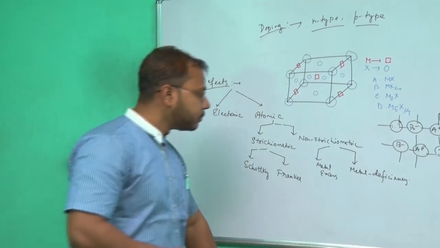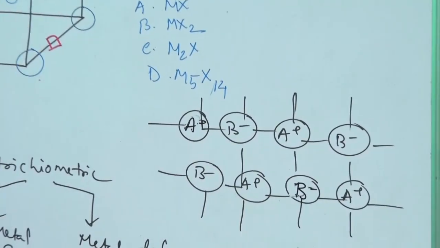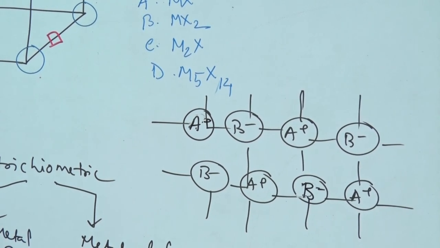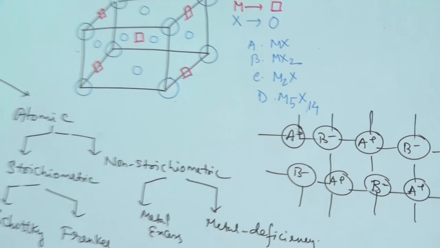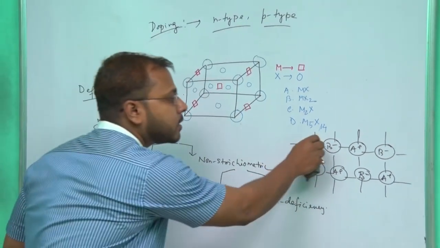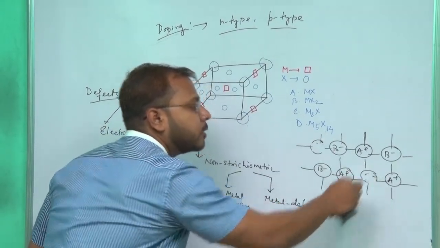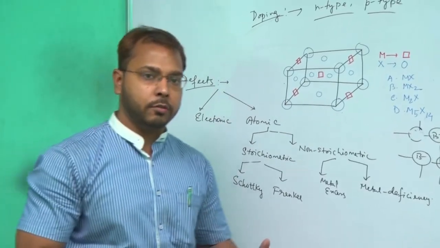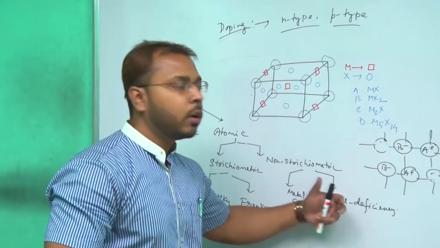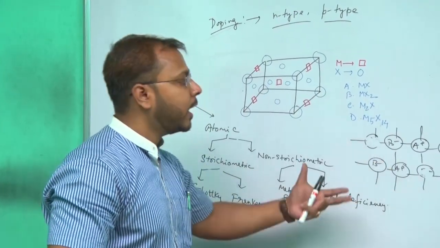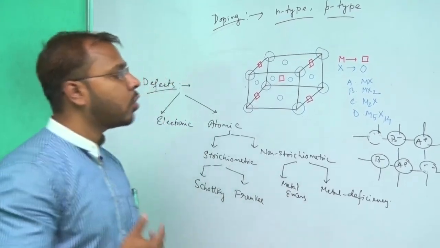Schottky means, suppose a perfect crystalline solid is there at low temperature, but with rise in temperature it may happen that from some position in the crystal, this A plus and this B minus are removed from the original crystal. So before the defect, if the ratio was 5:5, say for example, and after the defect the ratio becomes 4:4, the ratio remains the same. So it is known as Schottky defect.